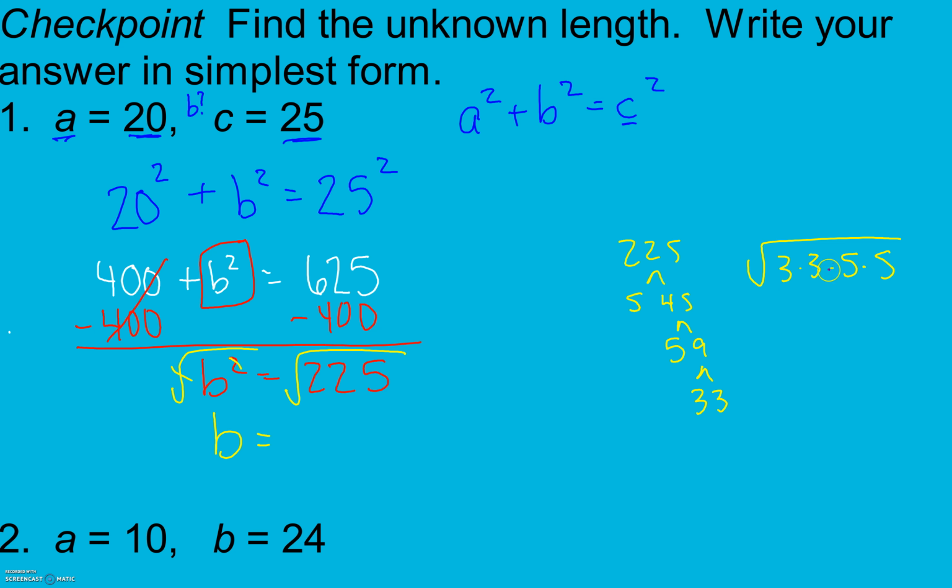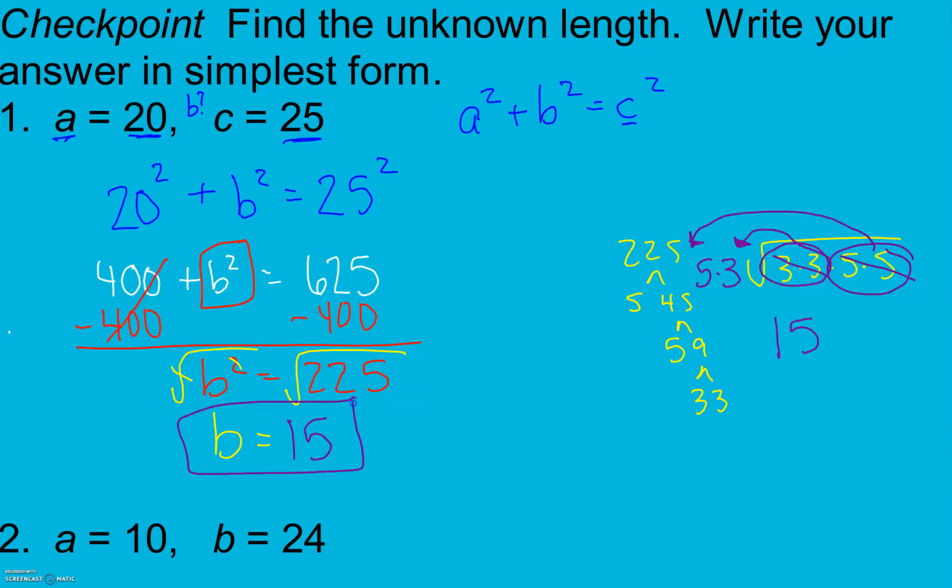I look for any pairs. I have a pair of 3's, those come out as a 3. I have a pair of 5's, those come out as a 5. And now I've used those, so I take 5 times 3, 15, and I don't have anything left inside my square root, so I don't need to write a square root at all. Here I get 15. We also could have checked the board to see if 225 is a perfect square. It is, so then we know that it's 15.